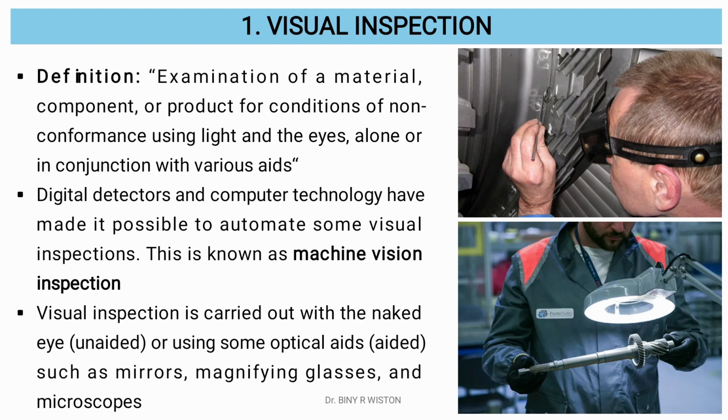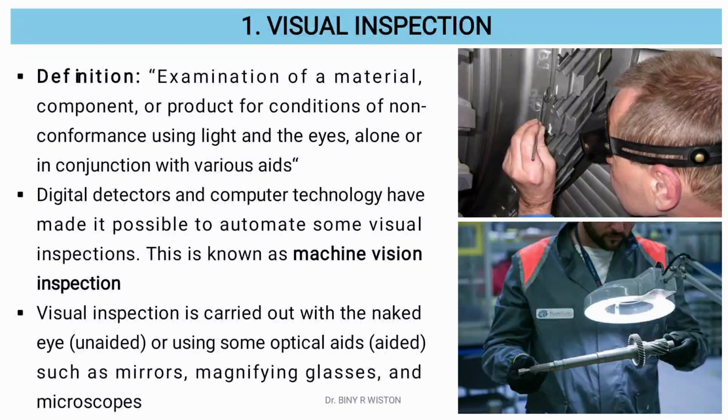So then we come to visual inspection. Visual inspection is the simplest, fastest and most widely used non-destructive testing method. It is carried out with the naked eye, which is unaided, or using some optical aids like mirrors, magnifying glasses, microscopes. Then it is called aided.